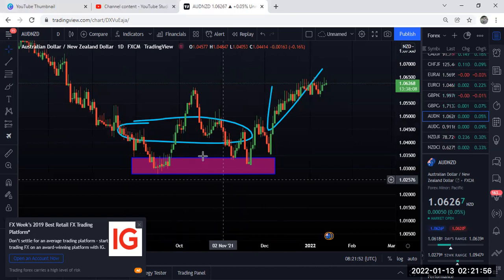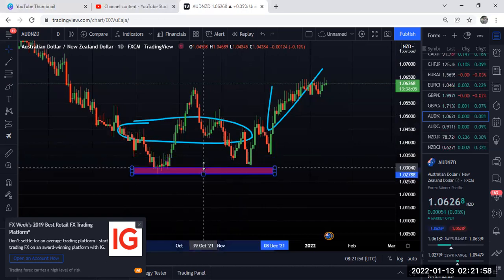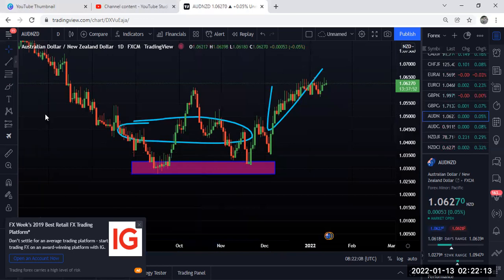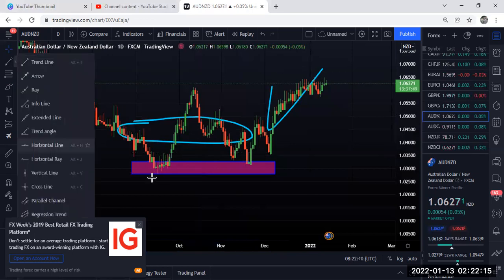Now, as you can see, I have my box right here. I have my box marked up. What this box is for me is basically an indication of a strong support. Showing an indication of a strong support. And usually when I mark up my supports, I will grab a horizontal line. I feel like this is a great way.